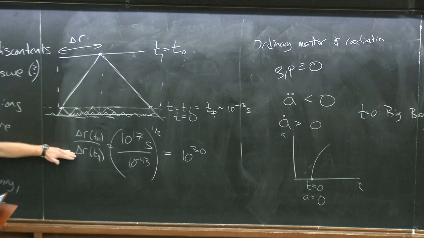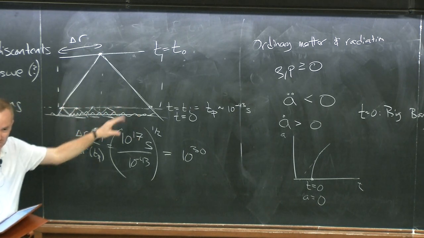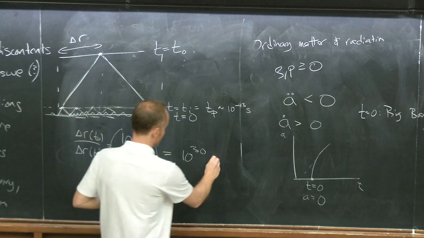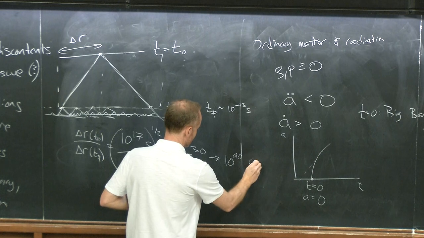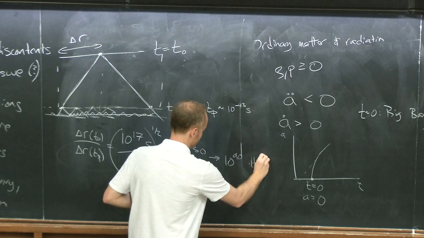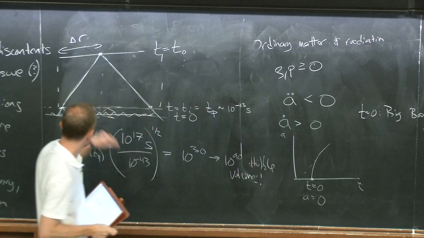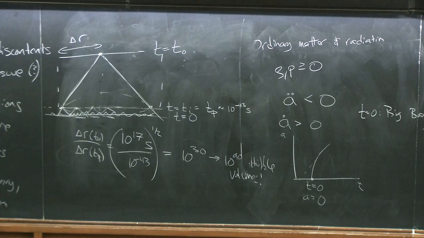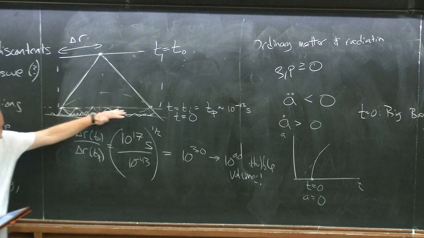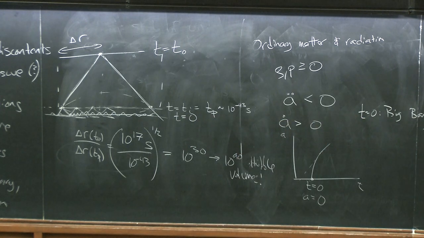That's the linear scale. If we want to know how many volumes are in there, then I should cube this. So there's about 10 to the 90 causal volumes, or Hubble volumes, let's just say, inside this cone here. Remember, this is really three-dimensional. So there's about 10 to the 90 different regions in there. Actually, if you include matter and dark energy, you get more like 10 to the 80. But it's a very big number.